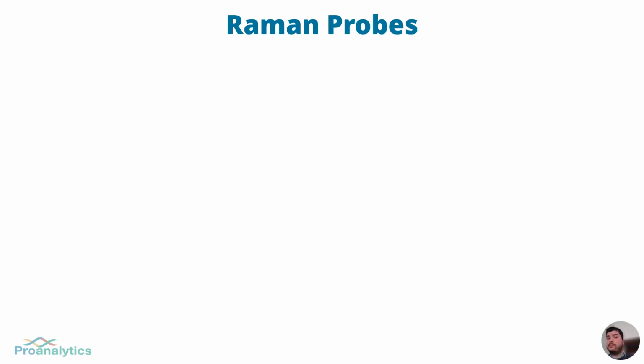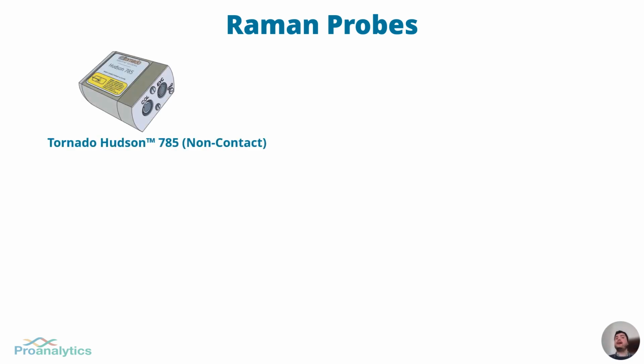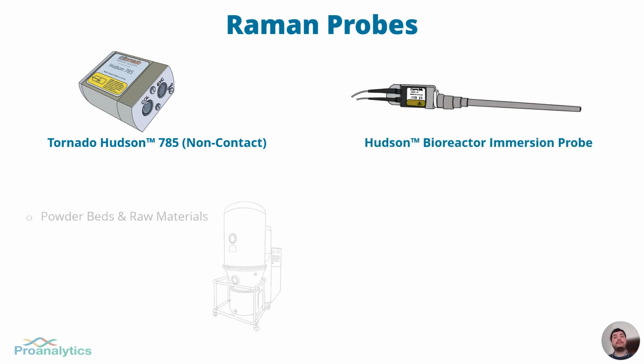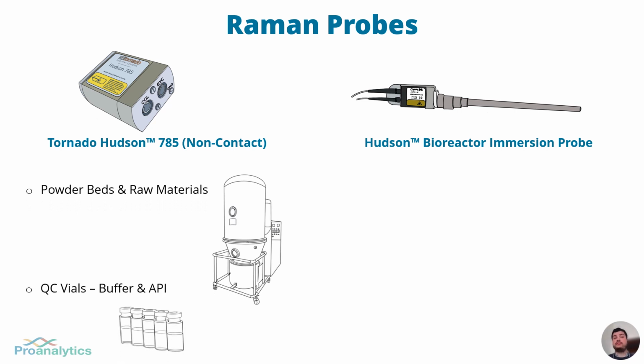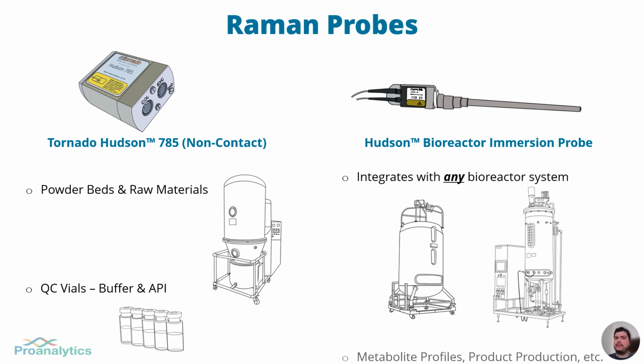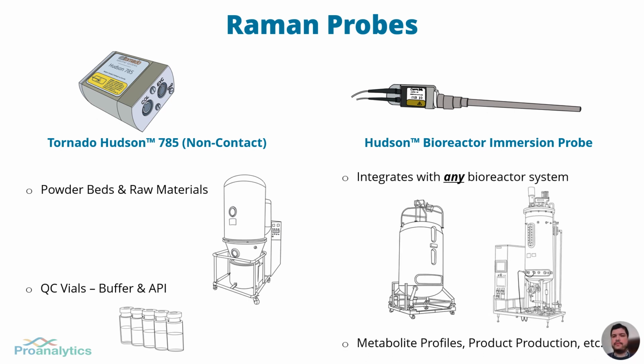So let's talk about the probes now. The non-contact probe pairs nicely with the analysis of powder beds and analysis of raw materials, salts, media components, etc. The contact probe works with stainless steels or single-use bioreactors. There are also some other probes from third-party companies that can be used with Tornado spectrometers, such as one from Blaze. The single-use bioreactors would use a thermoprobe bellow to insert the probe into the reactor via an aseptic connector.